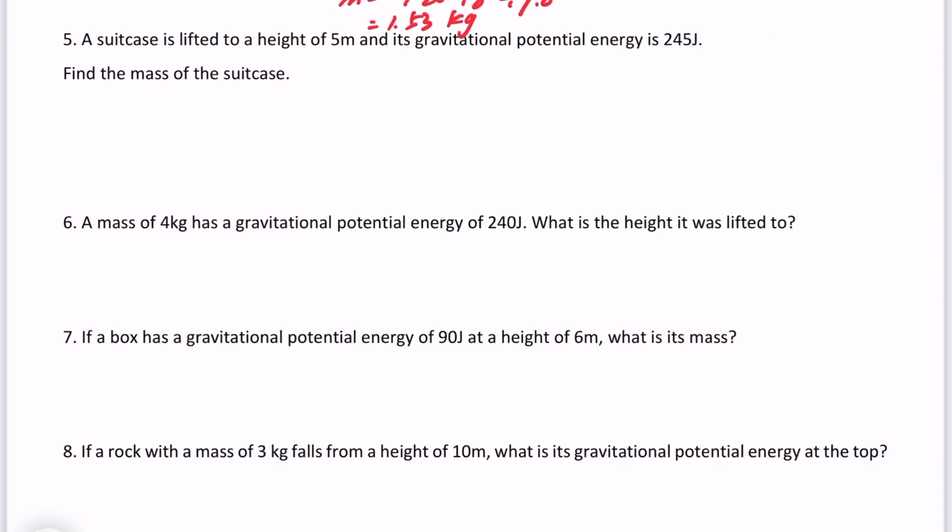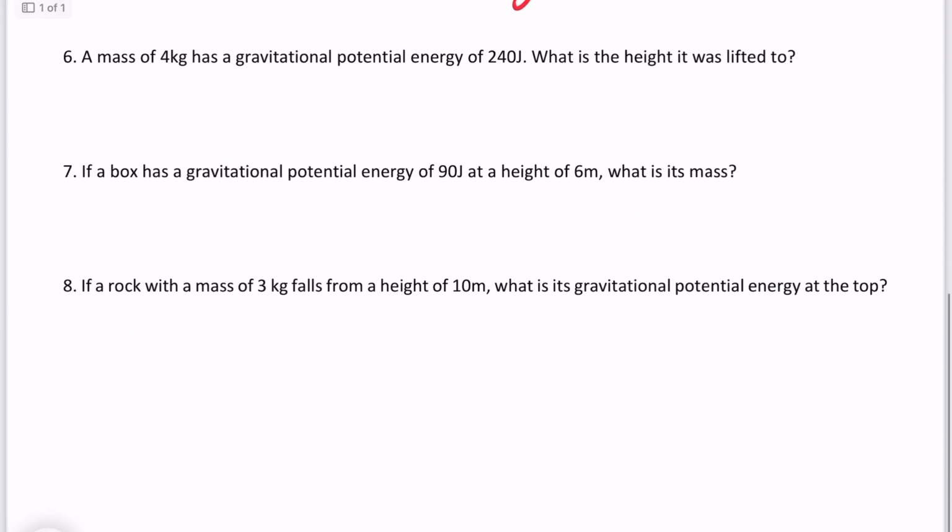And then let's move on to question 5. A suitcase is lifted to a height of 5 meters, and the gravitational potential energy is 245 joules. In this case, we know the energy, we know the height, but we don't know the mass. Again, some more rearrangement to do. 245 joules equals the mass, which we don't know, times the height, which is 5, times the gravitational field strength. When we rearrange the equation, we get the mass equals 5 kilograms. Okay, and then let's move on to question 6.